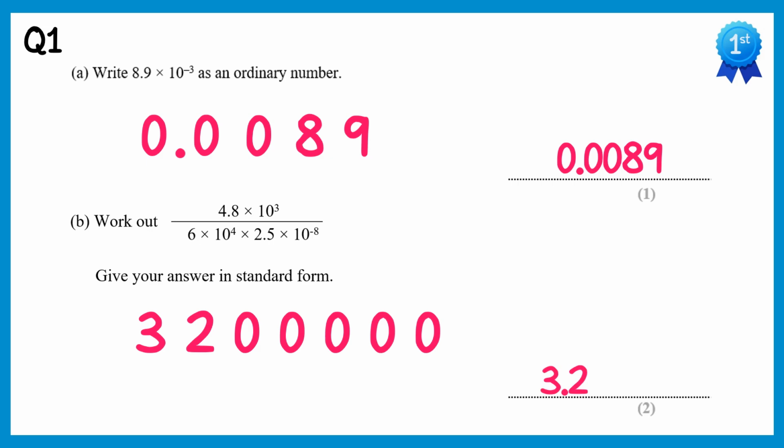And then we're going to times this by a power of 10. And if we put that decimal point in between the 3 and the 2, we can see we need to times it by 10 once, twice, 3 times, 4 times, 5 times, and 6 times. So it's times 10 to the power 6.